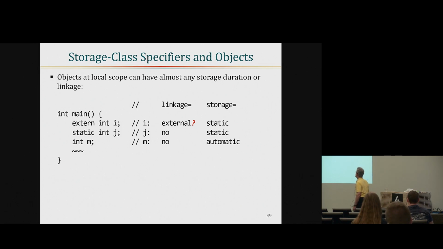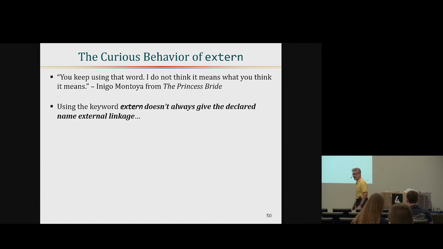Objects at local scope can have almost any storage duration as well, in that notice that the first one and the second one are both static storage duration. The third one has auto storage duration. Notice that question mark behind the word external there, because extern actually has a curious behavior, which is extern doesn't always mean external linkage.